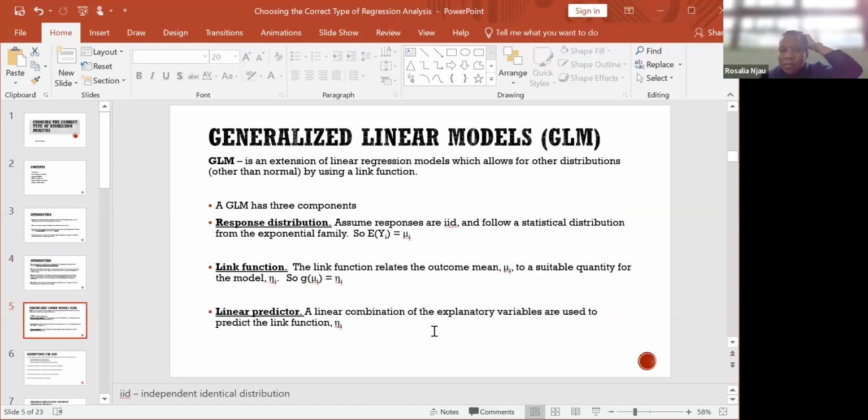So going into GLMs, GLMs are an extension of linear regression models which allow for other distributions. The linear regression model itself, back in history, was the only model that was available to use. And it has some restrictions because of its assumptions. A linear regression model requires a normal distribution.